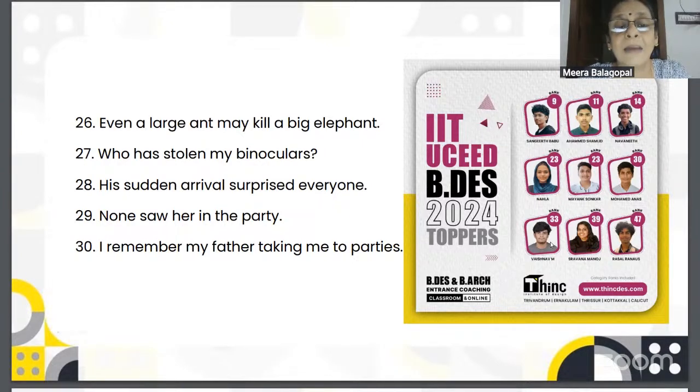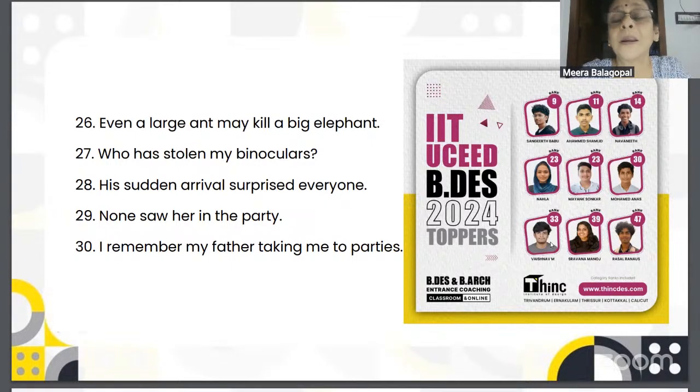His sudden arrival surprised everyone. So when you change it into active voice, this is passive voice. When you change it into active voice, it will be, everyone was surprised by his sudden arrival. That is active voice.